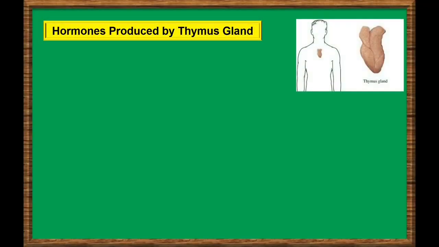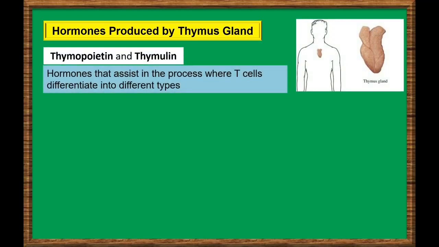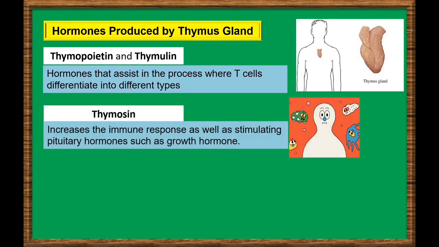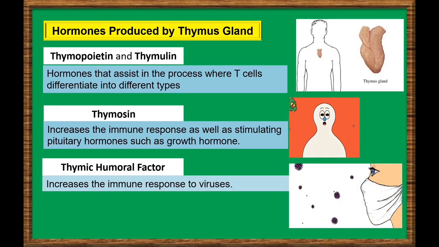The thymus gland produces several hormones, including thymopoietin and thymulin, hormones that assist in the process where T cells differentiate into different types. Thymosin accentuates the immune response as well as stimulating pituitary hormones such as growth hormone. Thymic humoral factor acts similarly to thymosin but increases the immune response to viruses in particular.